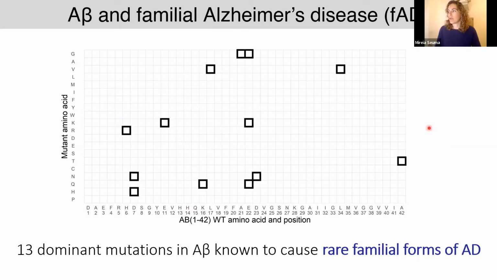A beta is also a very interesting peptide for us because mutations in this peptide are known to cause familial forms of Alzheimer's disease. In this matrix, what I'm showing you on the x-axis is the wild-type amino acid at each position, and on the y-axis, all the mutant amino acids that we can introduce. The black squares indicate the location of the known mutations that are associated with familial Alzheimer's disease.